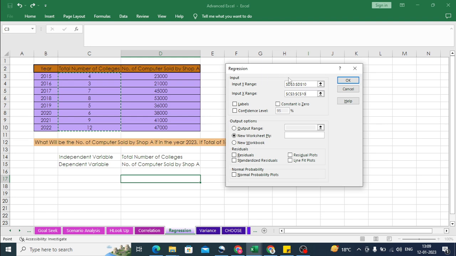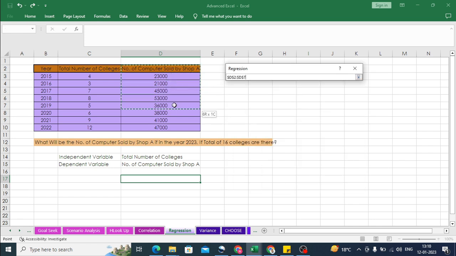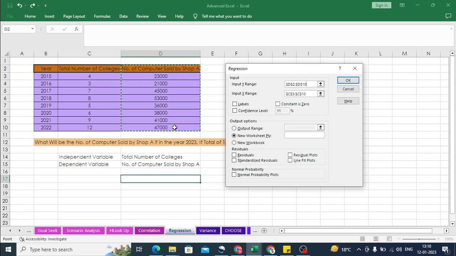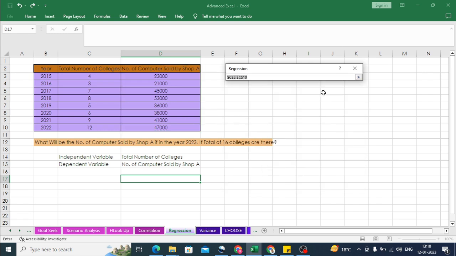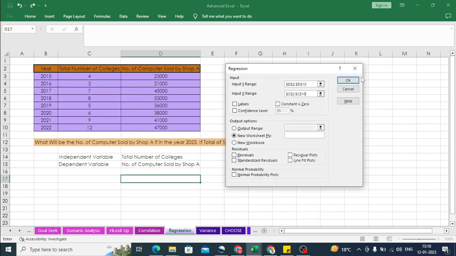I think it will be better if we include the entire cells. Let me just correct it. Now, when we talk about input Y range, let's take the label as well. Number of computers sold by shop A is the label. So we select the entire data, and over here we start from total number of colleges, and we have selected the entire data of total number of colleges.